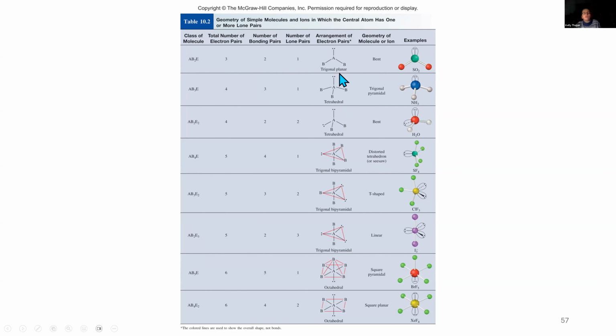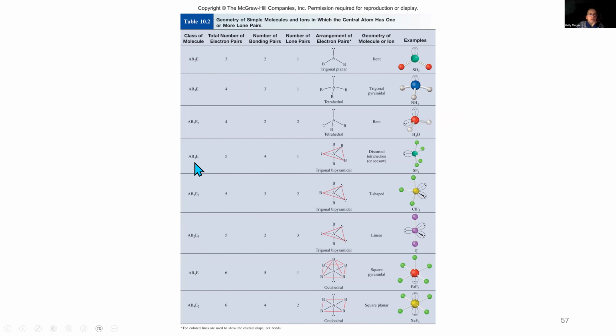So the trigonal planar is the parent structure, but because we have a lone pair, we would get this to look like the bent. So here we have AB3E. So here you have four things around the center with one electron pair, so that's going to make the trigonal pyramidal shape, which is being shown right here. This is AB2E2, so this is five things around with two lone pairs. It's going to make this shape right here, so you're going to get the bent from the tetrahedral shape.